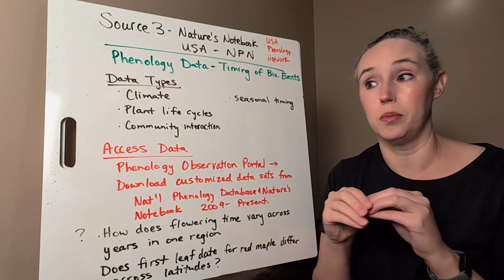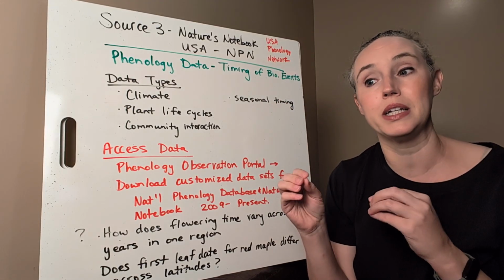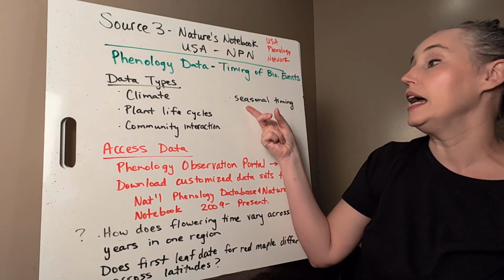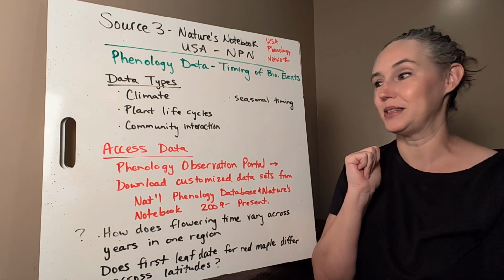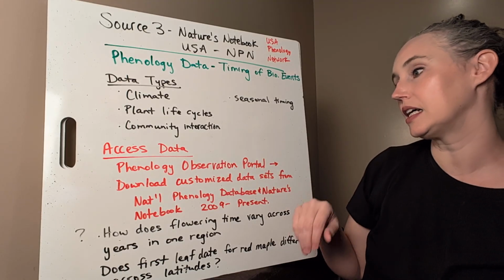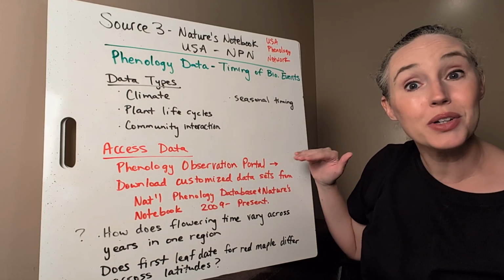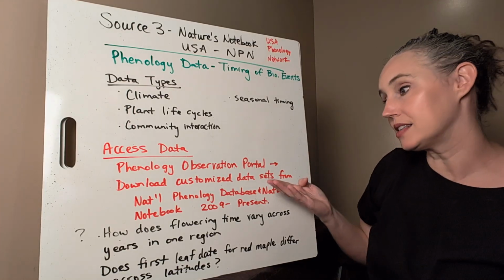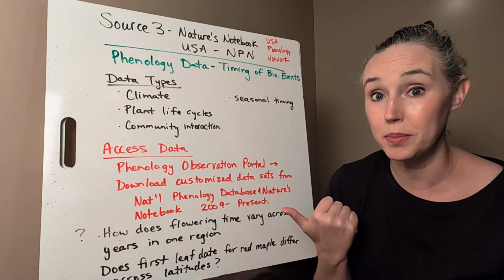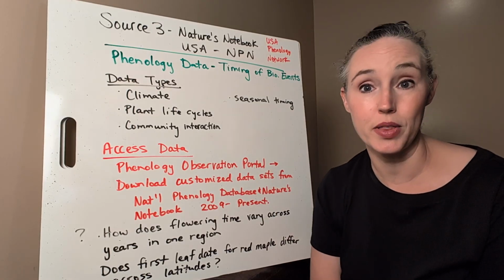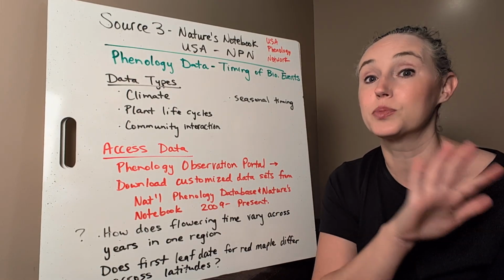So this could be feeding interaction, or it could be symbiotic interaction with different pollinators and things like that. And also information on seasonal timing. To access the data, you'll go to the Phenology Observation Portal, and from there you can download customized data sets from the National Phenology Database and Nature's Notebook. They have data going all the way back to 2009 to the present.